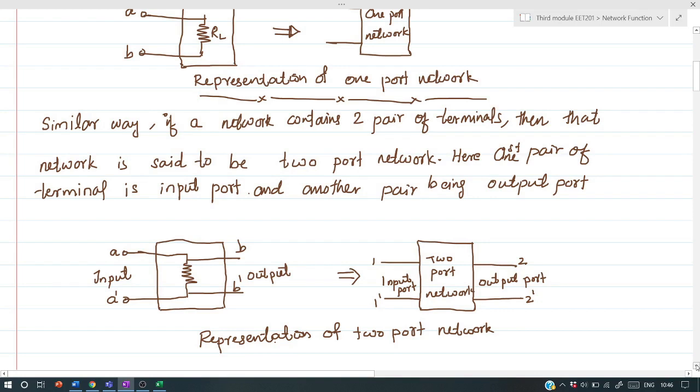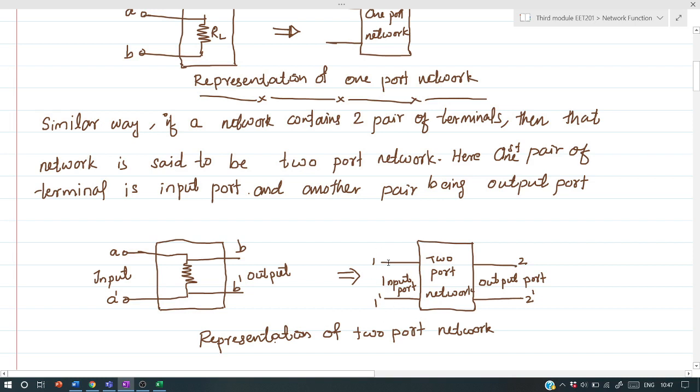In a similar way, if a network contains two pairs of terminals, then that network is said to be a two-port network. Here the first pair of terminals is termed the input port, and the other pair of terminals is the output port. Let's consider this network. It contains input terminals A, A dash and output terminals B, B dash. We can represent this network by a black box or rectangular box with two pairs of terminals, one on each side.